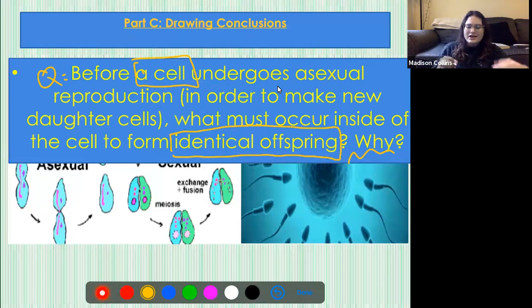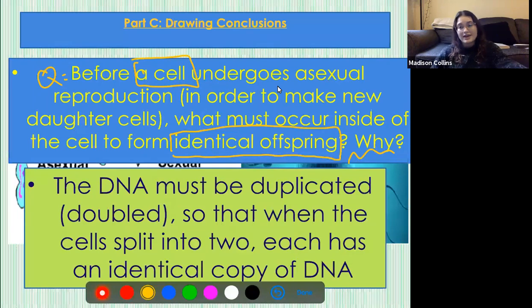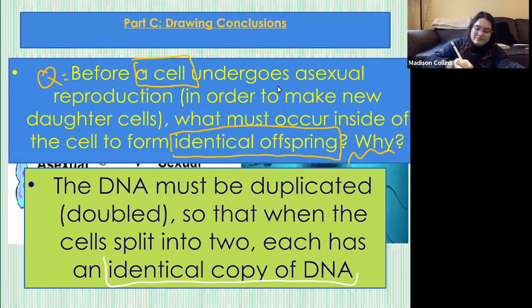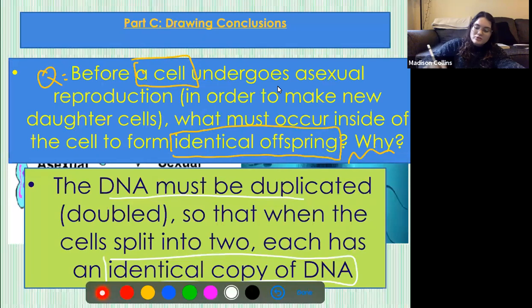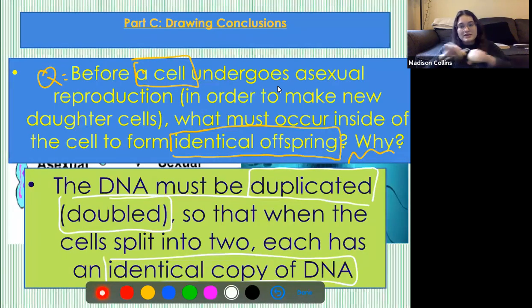Okay, so how does one cell produce two identical offspring cells? How does that happen? Well, the first thing that has to happen is the DNA has to be duplicated or doubled so that when those cells split into two, each cell has an identical copy of DNA. Okay, so it's super important that that DNA be duplicated or doubled so that when they split, each cell takes its own individual copy of DNA that is identical to the original parent cell.